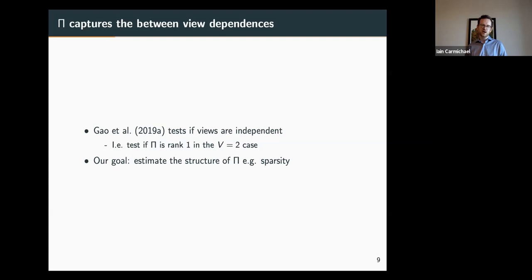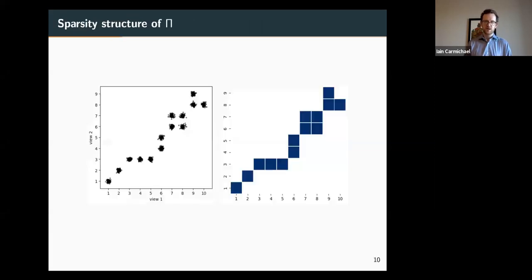And so Lucy and Daniela had this nice paper asking, are the clusters in our views independent? So in the case of two views, is pi a rank 1 matrix? They look at testing. We're going to look at estimating the sparsity structure of pi.